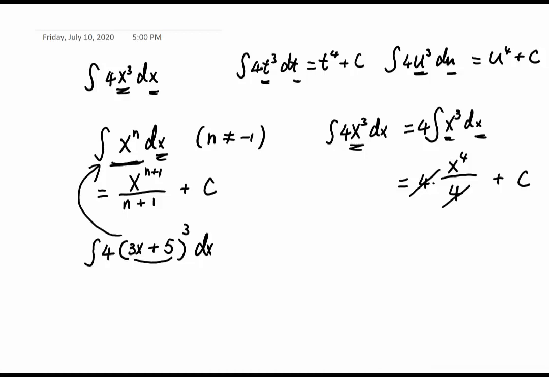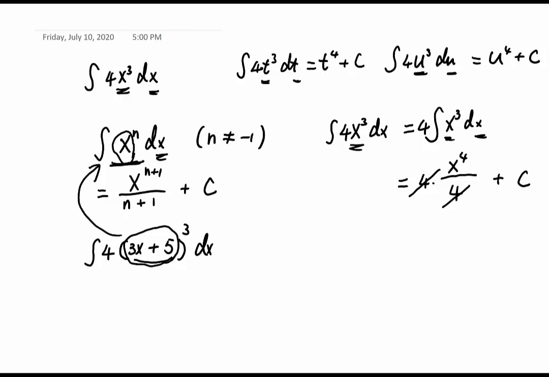The important thing about understanding this is that we have x as our base. However, what we have right now is 3x plus 5. This is not exactly the same base, so we cannot apply the basic rule to solve this problem. What can we do?